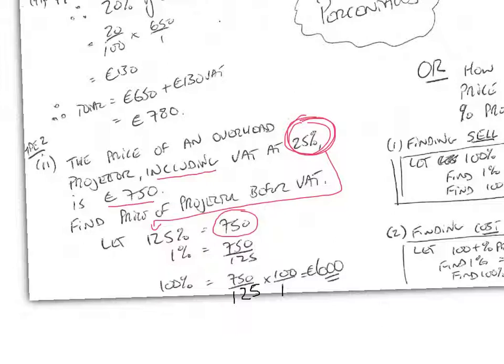And if that's the case, if 125% is equal to 750 euros, then 1% must be equal to 750 divided by 125. And we've derived that because basically we've divided both sides of the equation by 125. Okay? And if 1% is equal to 750 divided by 125, we're really looking to find the original price, just the 100% of 750, not the 25% VAT built in. So we're just looking for the 100%. So to find the 100%, we know what 1% is. We multiply that 1% value here by 100, and that gives us 600 euros. So the projector was 600 euros before 25% VAT was added onto it.